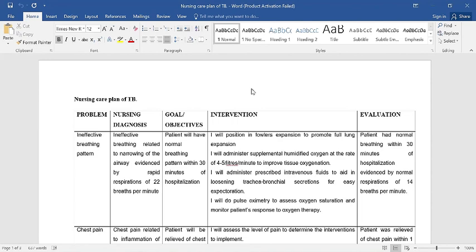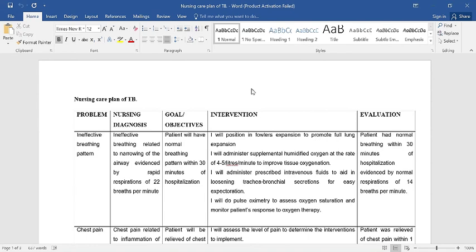So the first thing that we do in any nursing care plan, we start with the assessment. Remember, assessment, we're not going to put it in the table, but we have to make sure that we do a quick and thorough assessment so that we can easily come up with our problems.